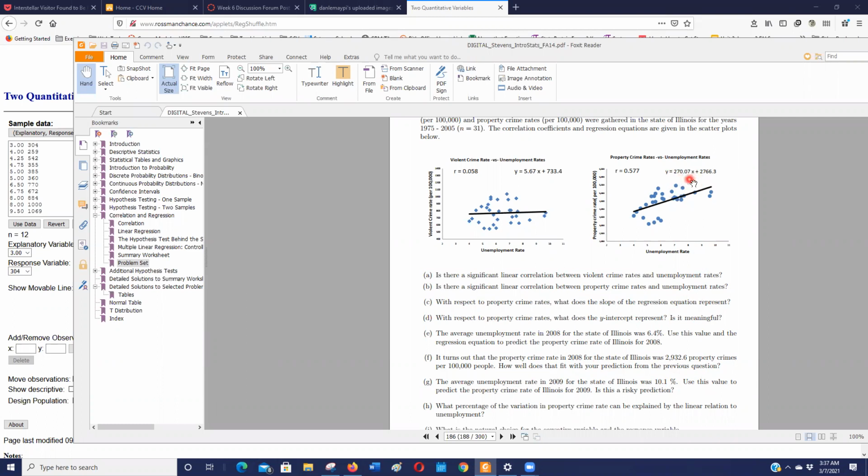And I see here, Dr. Stephen didn't reverse the slope and the y-intercept. See how that number is in front of the X? That's still the slope. So to use this equation to make that prediction, we'd replace X with 10.1 and multiply 270.07 times 10.1 plus that y-intercept and get a value.